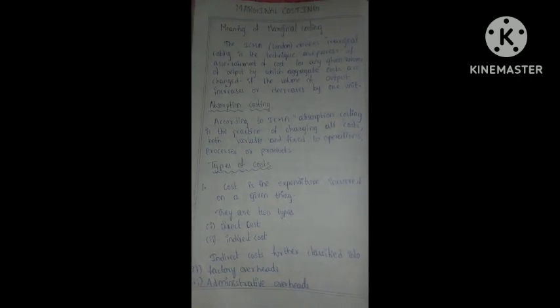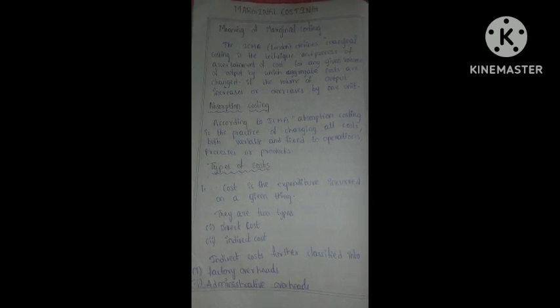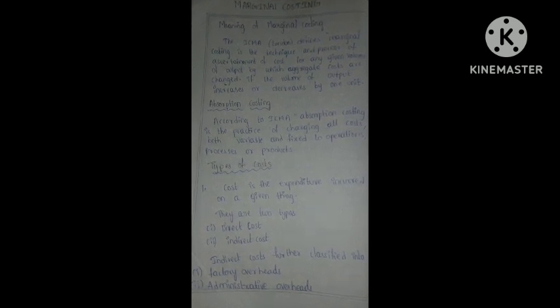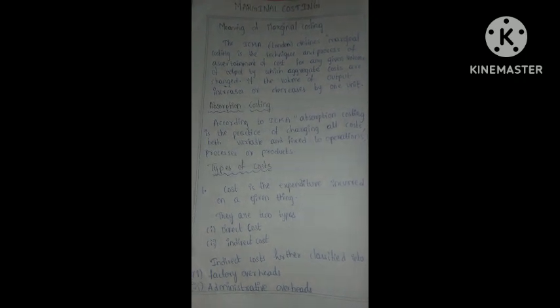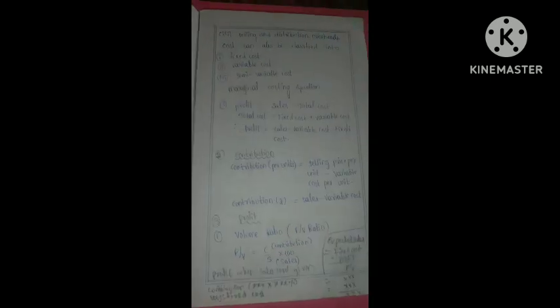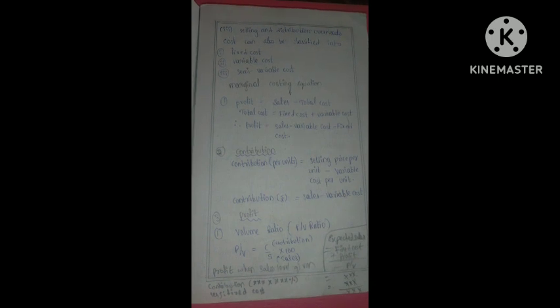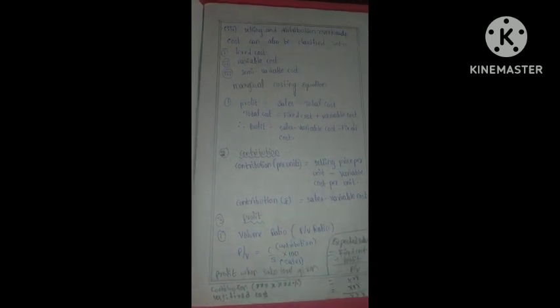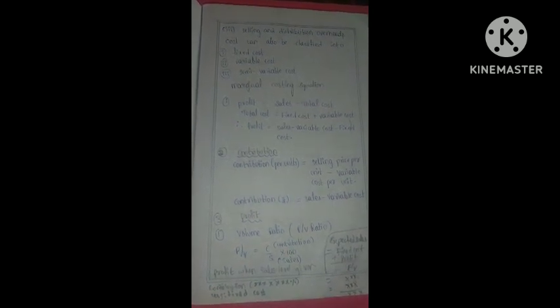Administrative overhead refers to the indirect cost associated with the general management and support functions of an organization, such as salaries, rent, utilities, and office supplies. Selling and distribution overheads are expenses associated with the marketing and distribution of products or services, such as advertising, sales commissions, shipping, and warehousing.